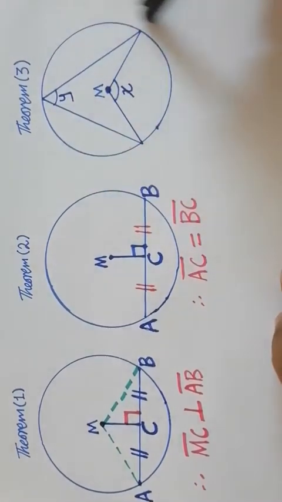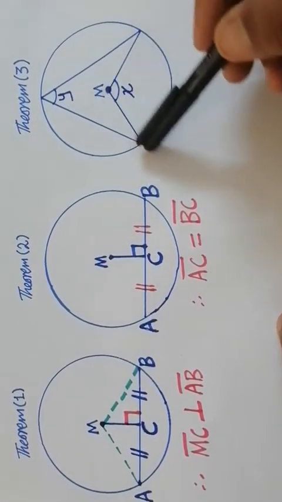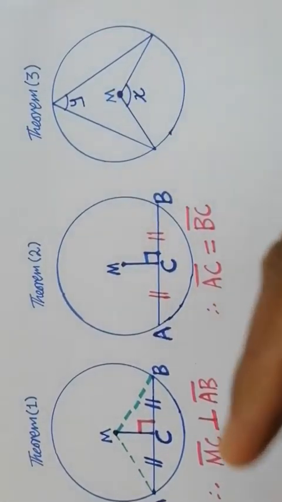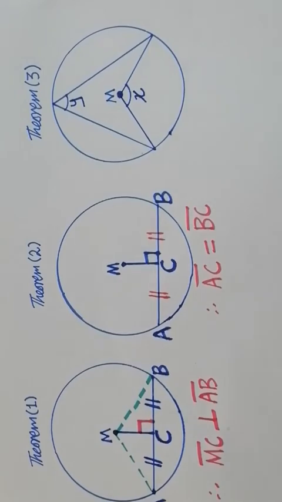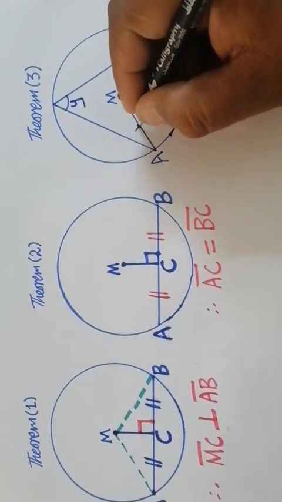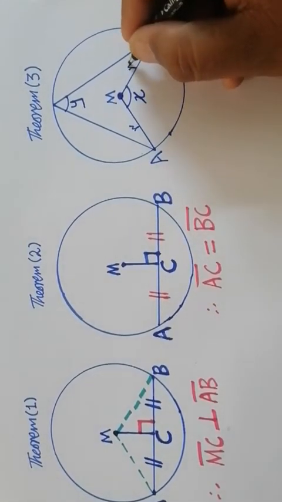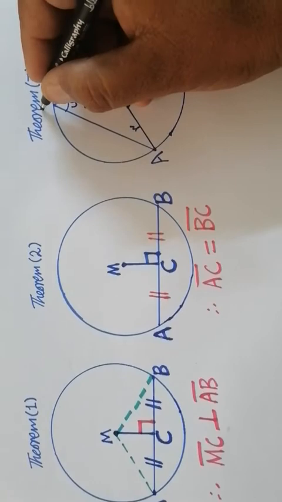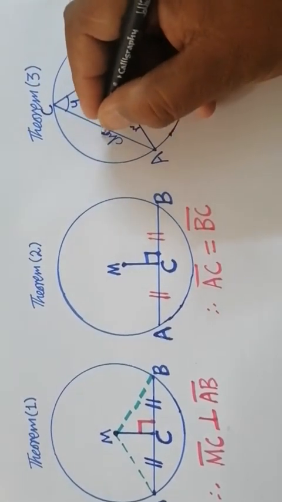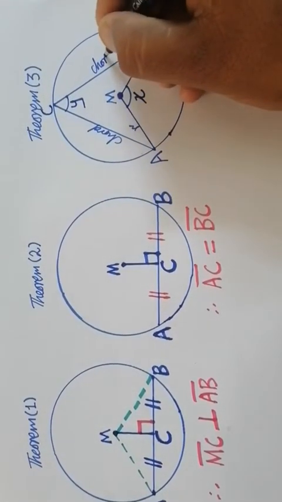Okay, this is a circle, and this is the center M. AM here is a radius. And BM here is also a radius. And say this letter is C. AC here is a chord. And BC here is also a chord.